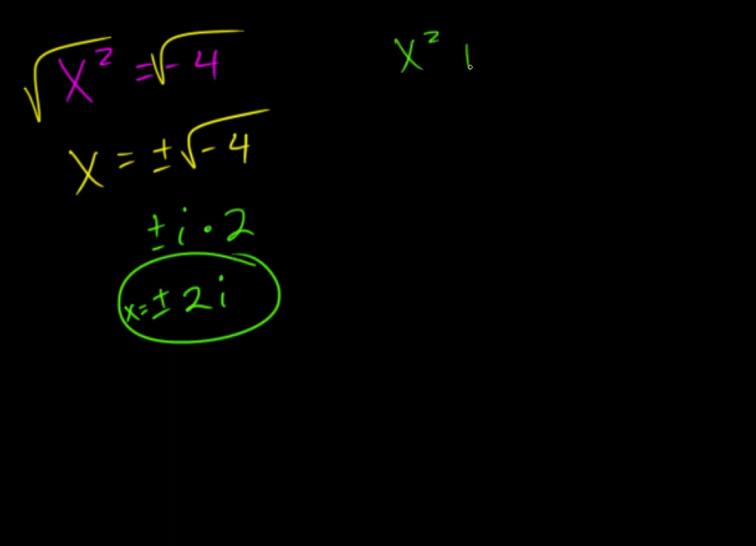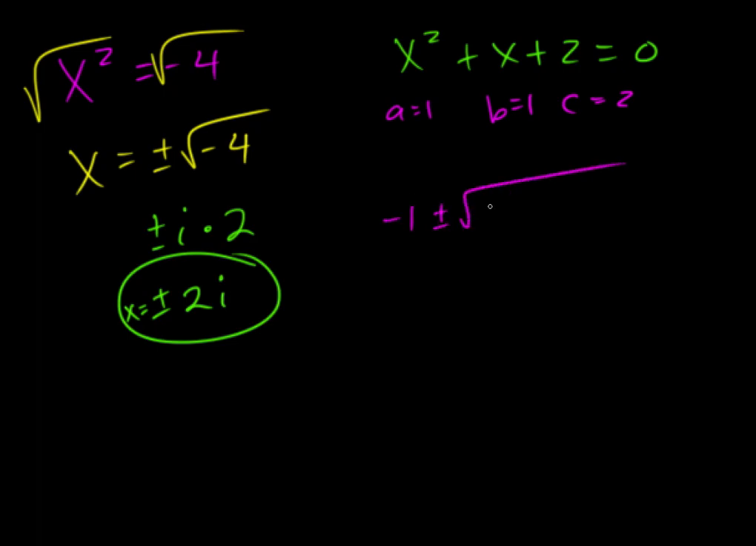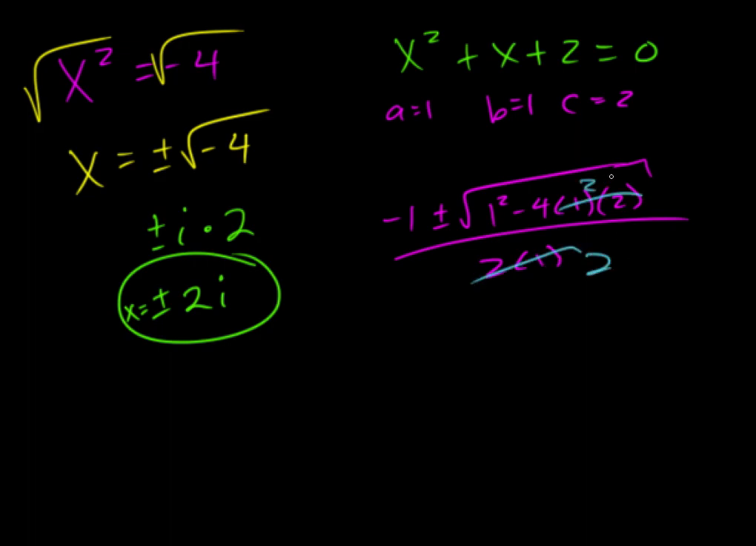Okay, the other one they want us to do is this. Now, because this is in a section with complex numbers, I'm assuming this can't be factored. So I'm just going to use the quadratic formula. So we get opposite of b, plus or minus the square root of b squared minus 4ac, over 2a. We simplify. We got 1 minus 8, so that's -7.